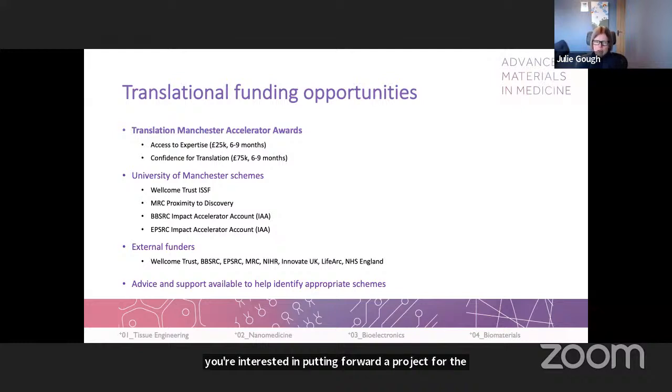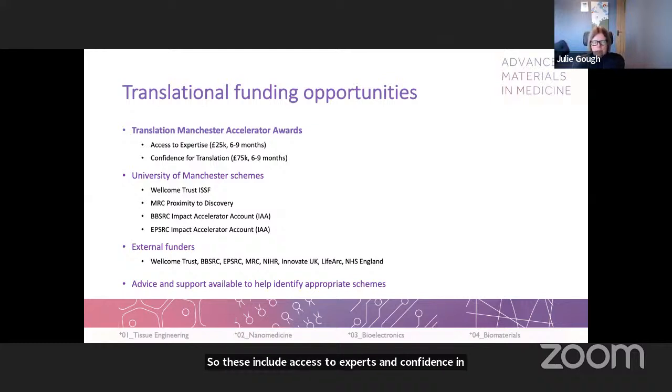Like Steve said, there's a lot of funding opportunities within Manchester, and a lot of these come through the Translation Manchester team, and a lot of them are on their website. So we have some accelerator awards. These include access to expertise and confidence in translation.